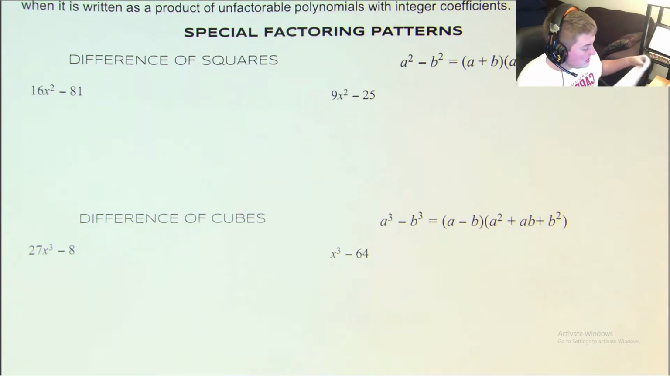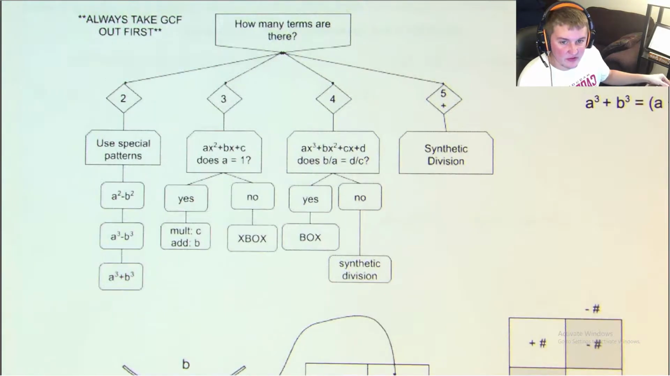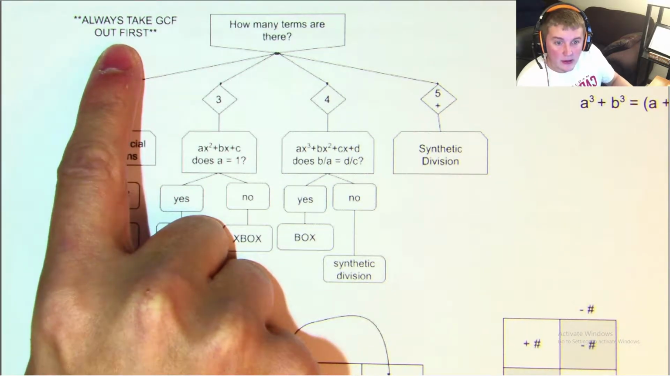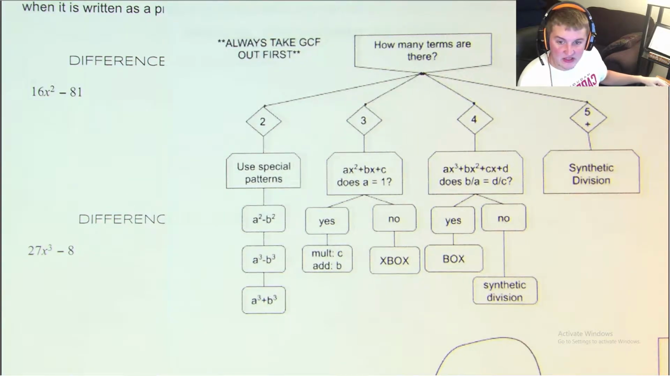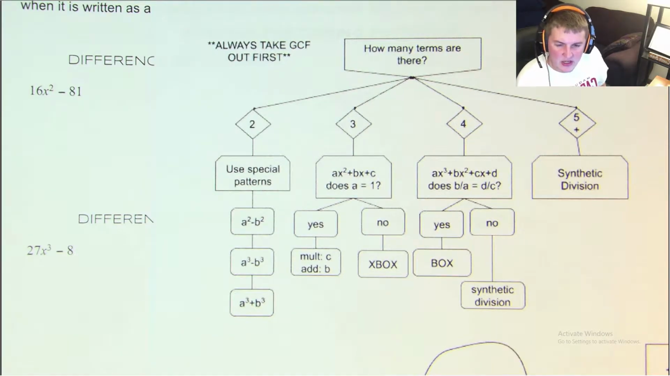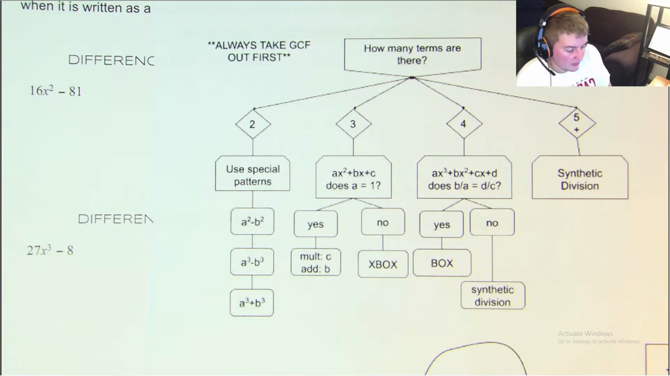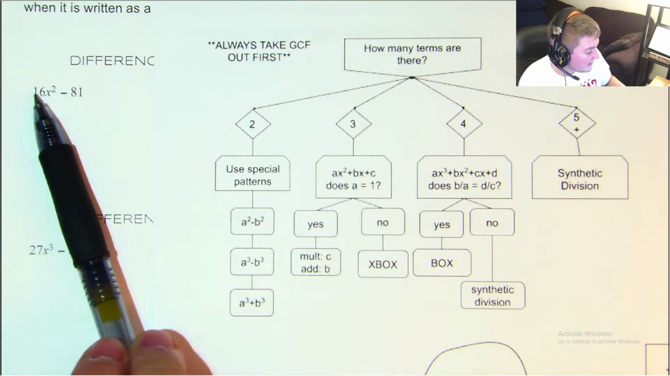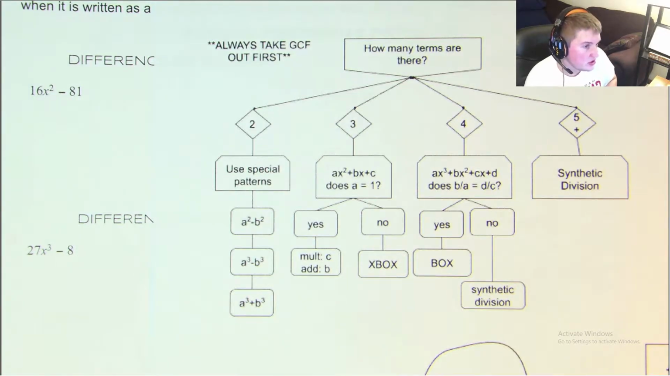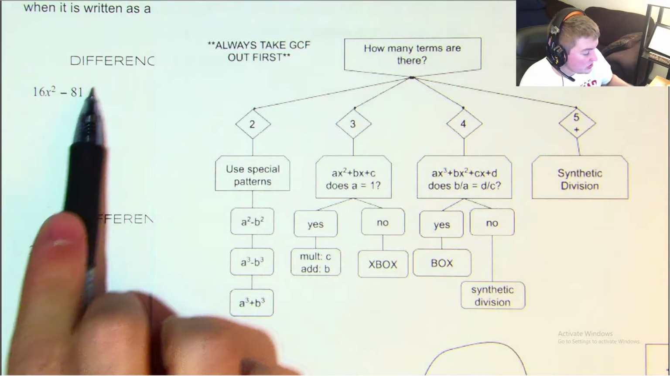If I were to do this, the first thing I would ask myself is, is there a greatest common factor? Let's look at the very first one here: 16x squared minus 81. There is not a greatest common factor in terms of variables, right? One has x squared, the other has no x at all. So then I look at numbers. Is there a number that will divide out of 16 and 81? For 16, the factors are 2, 4, 8, and 16, and none of those divide into 81, so there's no greatest common factor.